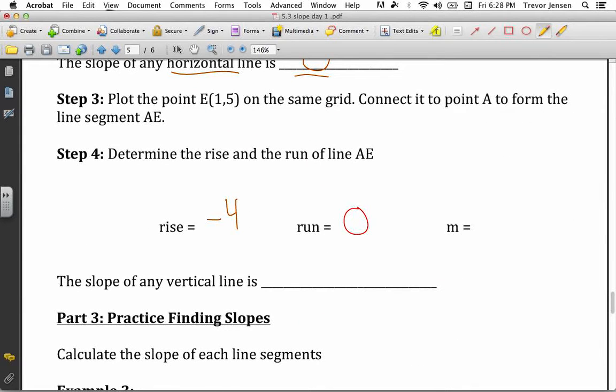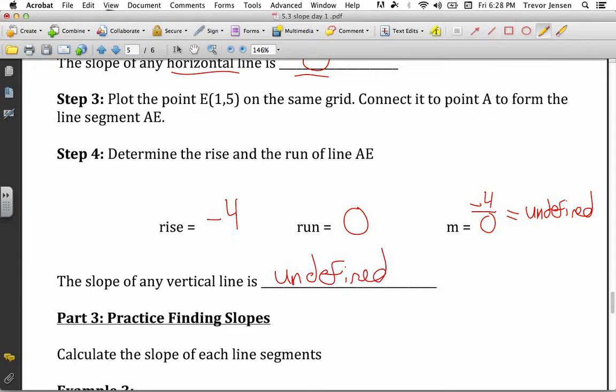I know slope is equal to rise divided by run, so negative 4 divided by 0. And hopefully you know now you can't divide a number by 0. Okay, if you try and do that on your calculator, it'll say error, or it might say undefined. And that's what you get whenever your denominator is 0. So when you try and divide something by 0, we in fact say the slope is undefined.